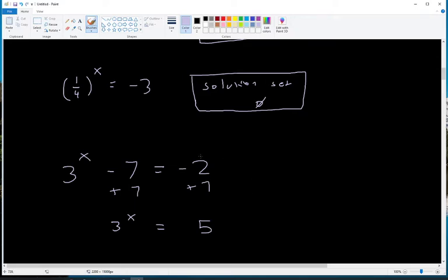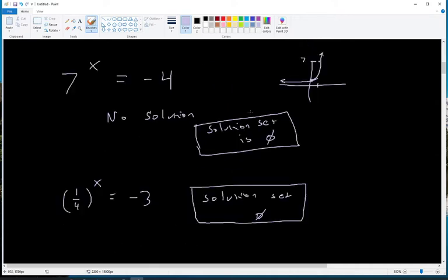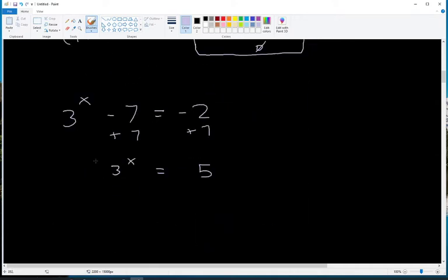So just because you see a negative on the right-hand side, the only way you can jump to saying the solution set is empty is if your exponential part is by itself over here. If you have other stuff, like in this case, you need to get the exponential by itself. Then let's solve this one out to finish things off.